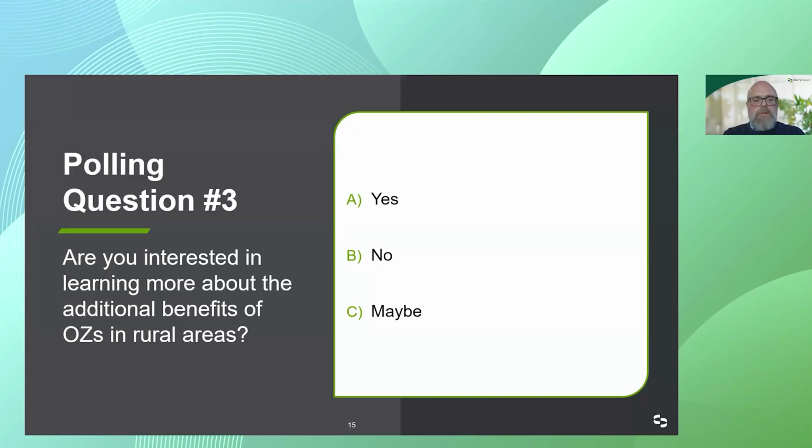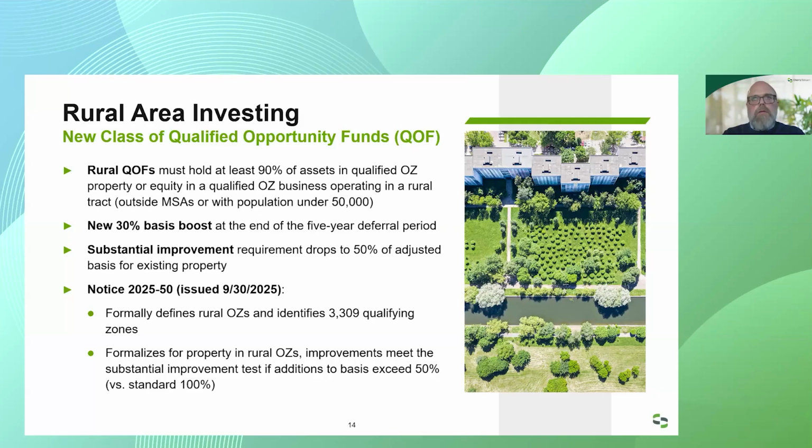And Andy, one thing I just wanted to point out with respect to that notice, the rural OZs that they identified in notice 2025-50 are the existing version 1.0 opportunity zone census tracts that qualify as rural zones. And the legislation and the notice make it clear that the effective date of that substantial improvement test for rural zones is July 4th, 2025. So although the version 2.0 benefits that we talked about don't apply until investments made in qualified opportunity funds on January 1, 2027, the rural substantial improvement threshold is already effective for those existing OZ tracts identified in notice 2025-50.